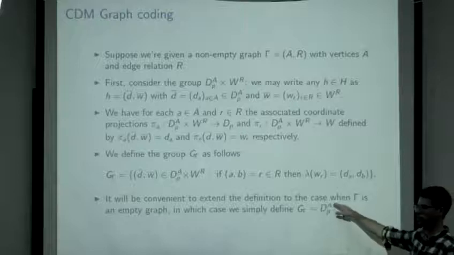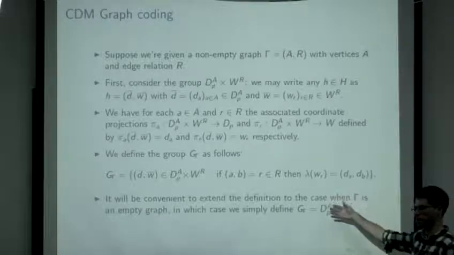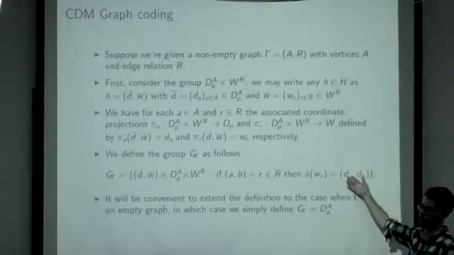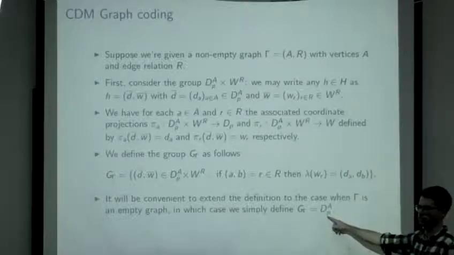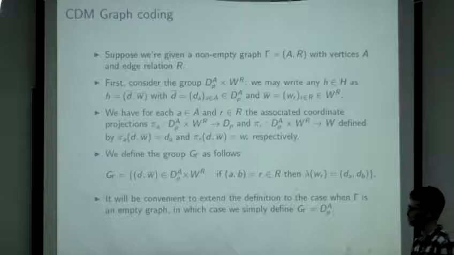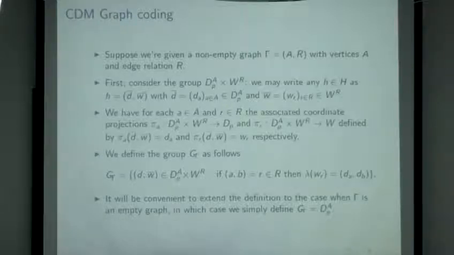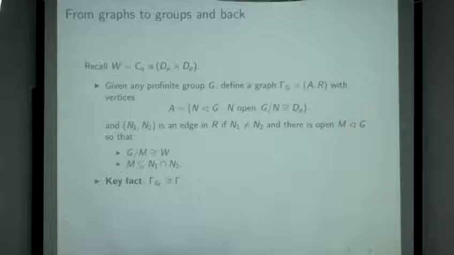And this is just a side comment. If the graph is empty, then in principle this definition gives you the empty set, which we don't want. So if it's an empty graph, then you just define the group to be the product of the vertices, and this coheres. Okay, so that's a group.